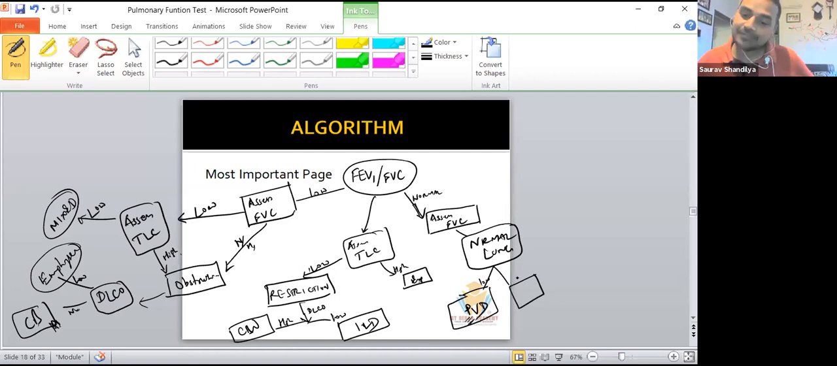And say, for example, normal lung mechanics, DLCO also normal. Yes, the person is totally fit. There is no problem. So it is called the normal PFT test. Okay, very simple. Apply the trick. Get the things done. Very, very simple.